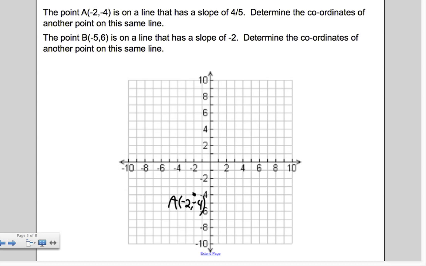Yeah, but we said that this line has a slope of 4/5, right? So I can put a point, but this line has a slope of 4/5. So how can I get another point on this line? We haven't drawn it yet, but we want to draw this line. We know it goes through -2, -4, and that it has a slope of 4/5. Once I have 2 points on the line, I could draw that line. So how can I get another point on here?